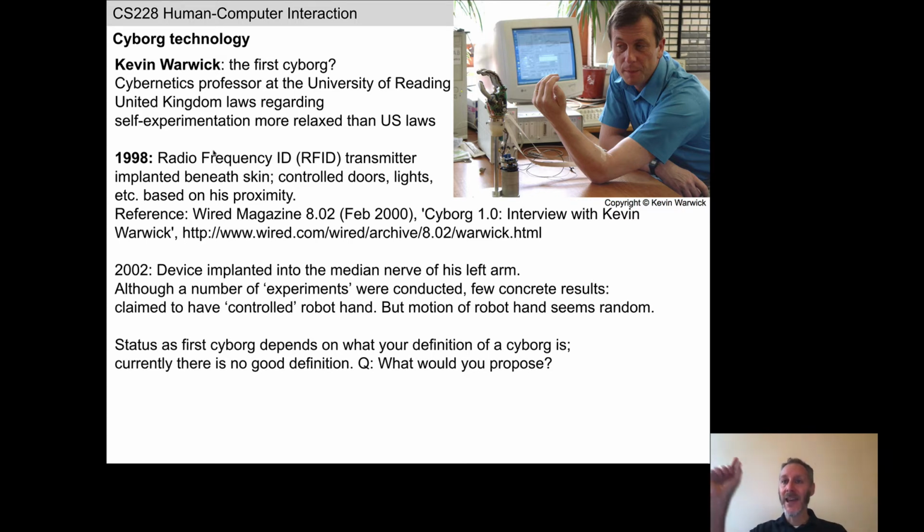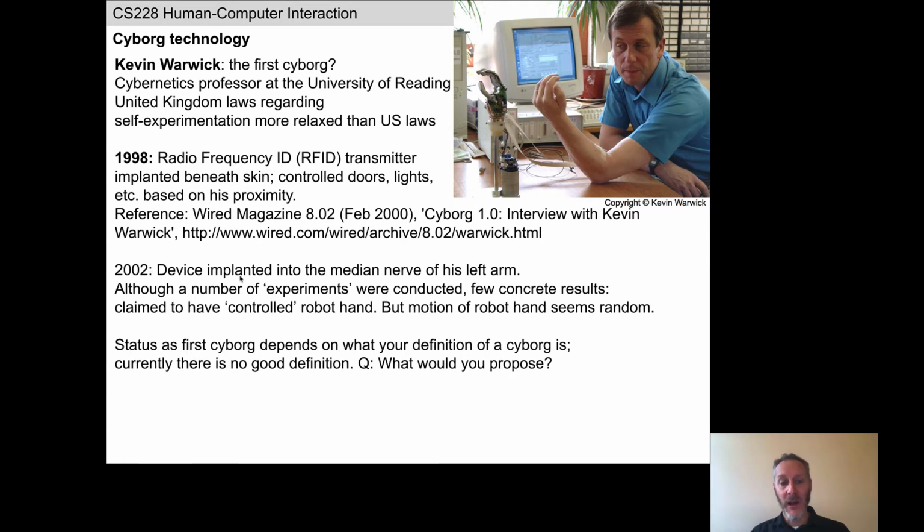An RFID tag can capture incoming radio waves and use the energy in those waves to supply a short burst of power to do something on the chip. So there's no battery inside an RFID tag. It captures energy from incoming radio waves and does something. In this case, the RFID tag would then send out a personalized signal to an electronic door lock or an electronic light switch so that Professor Warwick could unlock the door to his office just by holding up his hand. As you can imagine, this was a little bit of a publicity stunt.